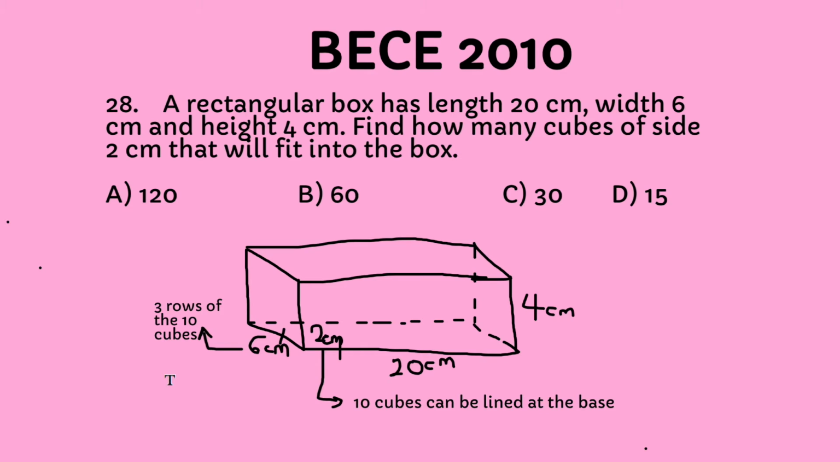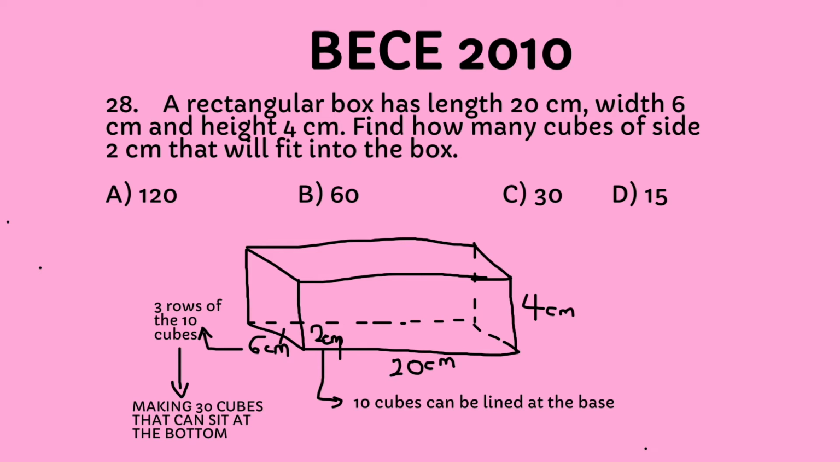Why is this so? Because the width is 6 centimeters. That means for the width, you can line 3 cubes along your 6 centimeter side: 2 centimeters, 2 centimeters, 2 centimeters to get 6 centimeters. Mind you, this is just me applying common sense. You can use a formula method, you don't have to use this method. But that immediately becomes 3 times 10. That means at the bottom, you're lining 30 cubes, and it will fill up the rectangle from the bottom.